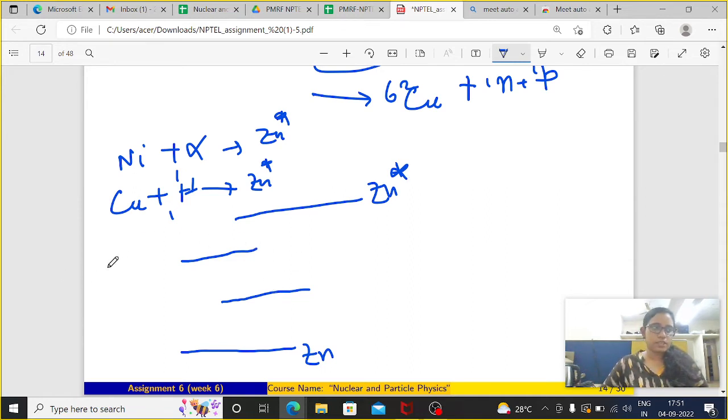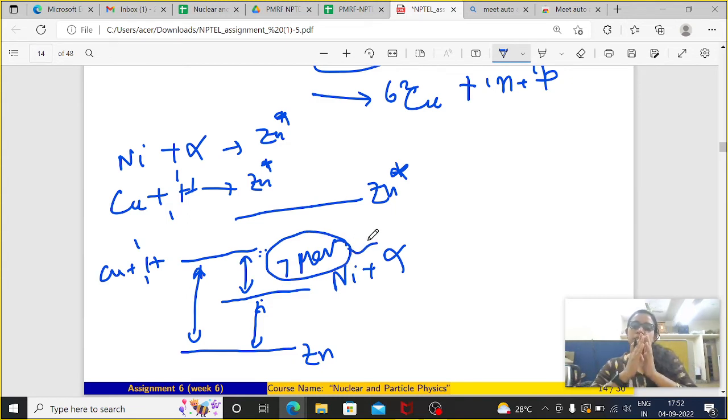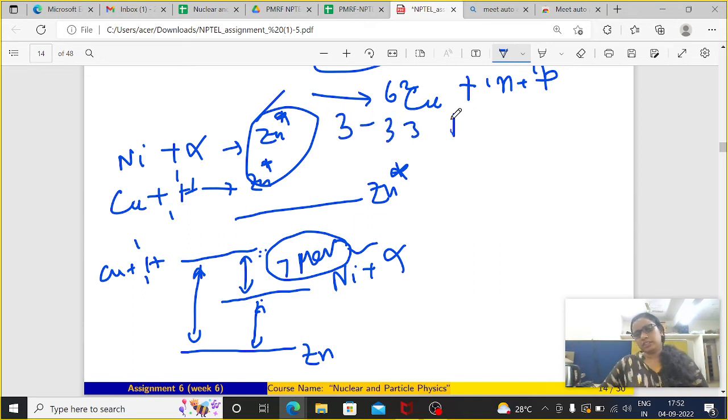And what is this one? This one is, let's say, copper plus helium, and this is nickel plus alpha. So this energy and this energy, this two energy difference is 7 MeV, what they have measured. Okay, so the two energy levels' difference is 7 MeV. So when we are going to produce Zn star through Ni plus alpha, then it is taking 3 to maybe 33 MeV, I'm not exactly sure, something like that.